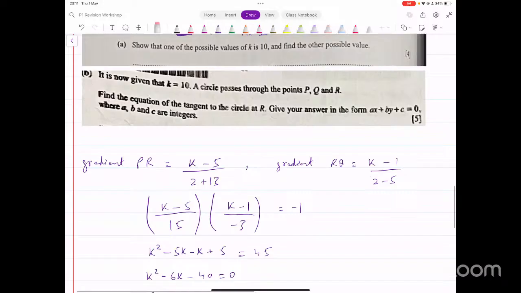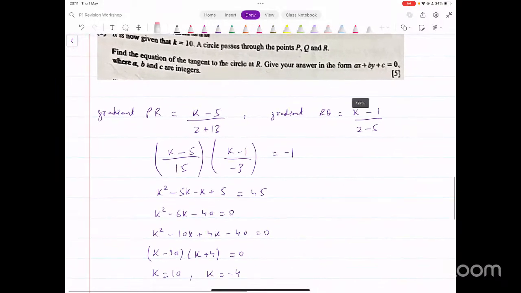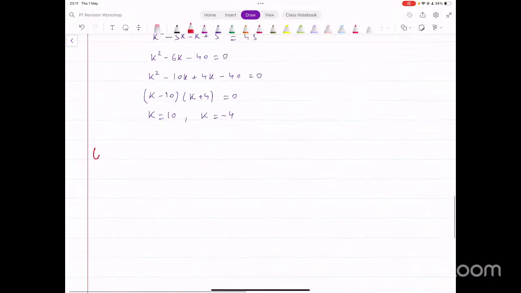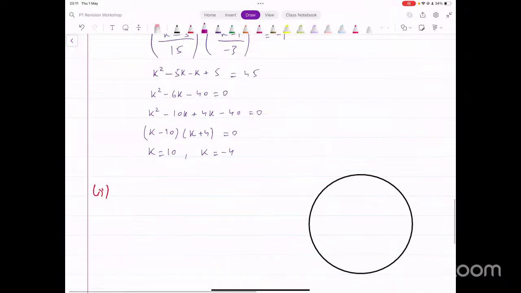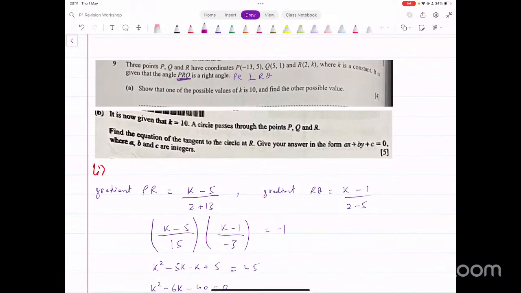And it says it's now given that K is equal to 10. A circle passes through the points P, Q, and R. Okay. So now in the second part, they're saying there's a circle. And that circle passes through those points P, Q, and R. So let's mark those 3 points. P is -13. We know the value for K is 10 now. So this is going to be 10. P is -13. That will be on the left side and in the middle somewhere.